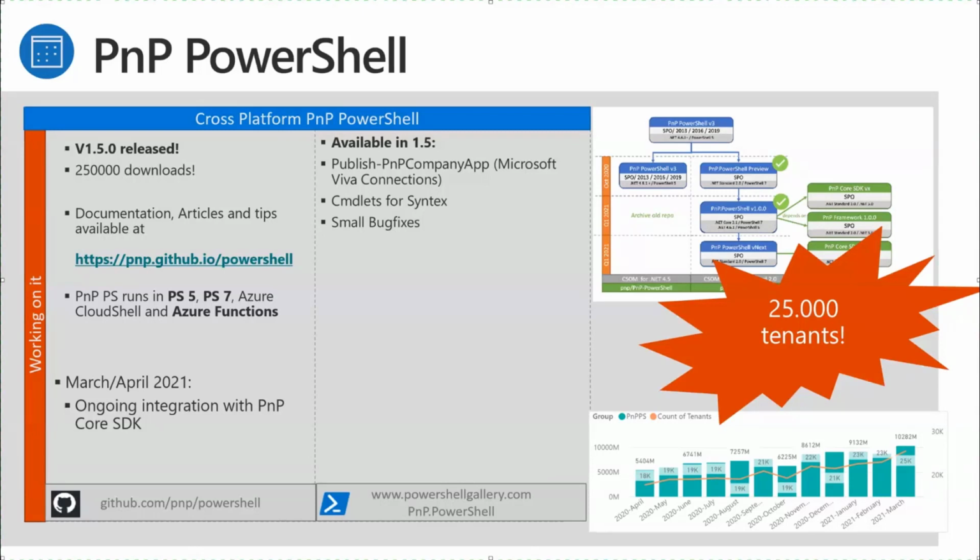Again, PowerShell also hit an all-time record, 25,000 tenants. Again, massive growth over there. And we are at version 1.5 today. I think the main new thing in that release was the published PnP company app, so the Viva Connections desktop application.